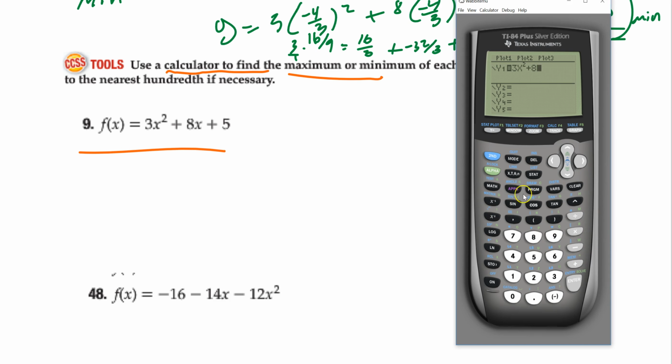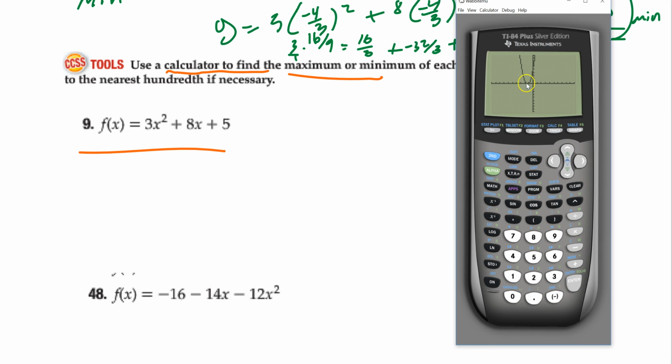Plus 8x plus 5. I'm going to graph it. Now my window's off because I was using it earlier. Remember, the easy way to fix your window, by the way, you can stop progress by pressing on. Just press zoom, standard. So it looks something like this.